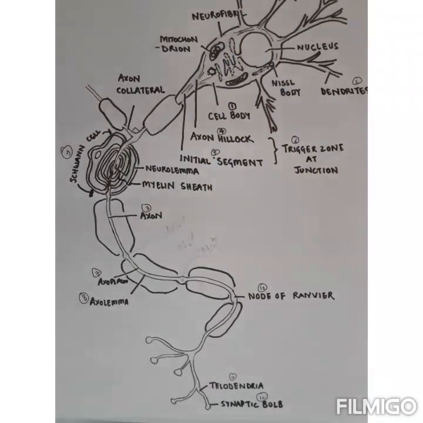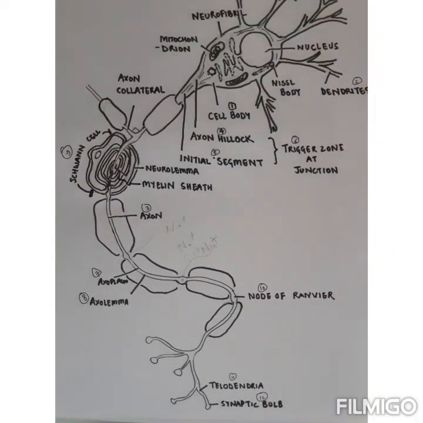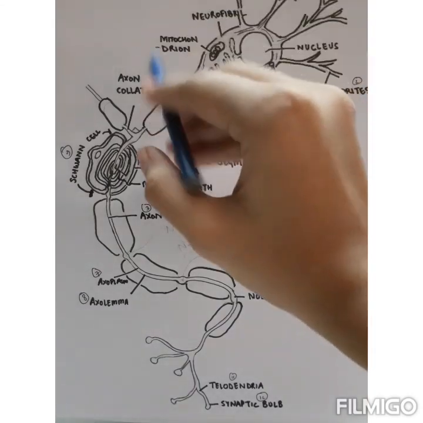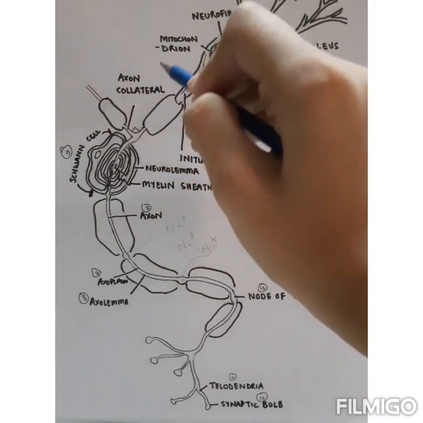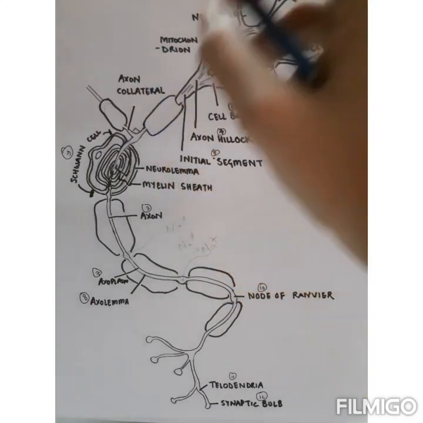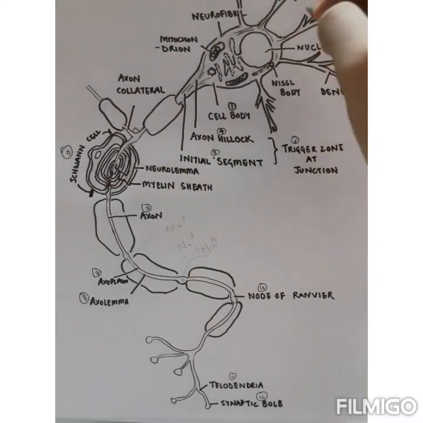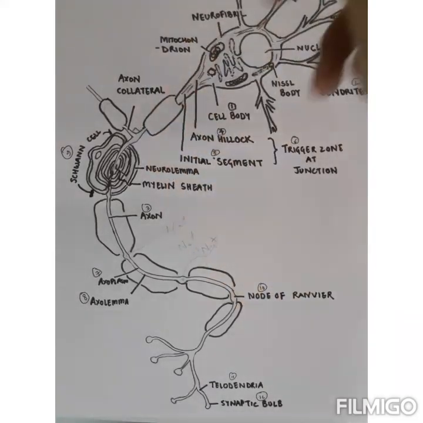Okay, so now we have talked about the initial segment, axon hillock, cell body, the organelles, and a lot more things. Now talking about the axon collateral, this is a branch of the axon that is perpendicular to the main branch. So it is not as branched as dendrites are, but yes, it is branched.